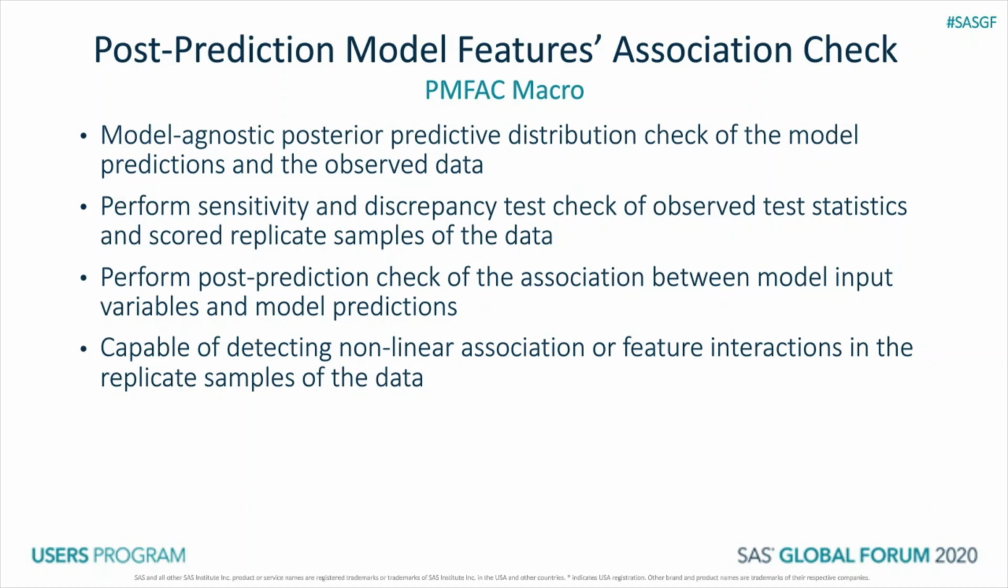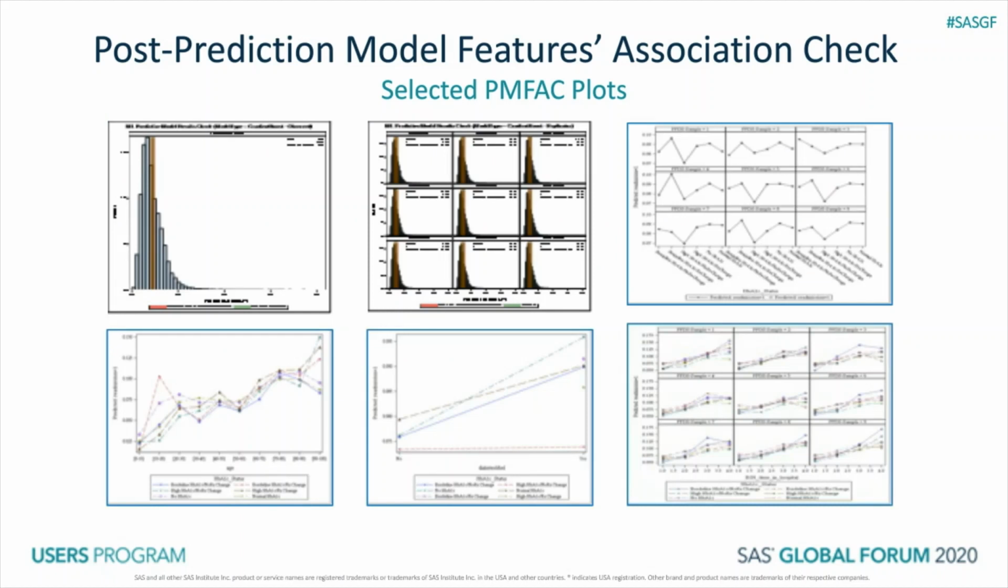The tool can also be used to perform post-prediction check of the association between model input variables and the predictions, and is capable of detecting nonlinear association of feature interactions of the replicate sample of the data. These are some examples of the plots that can be generated using this macro program. And I'm going to go through each one with a use case that we describe during the presentation.